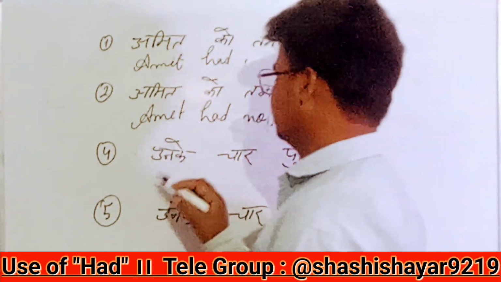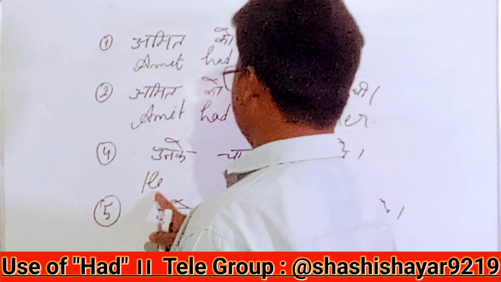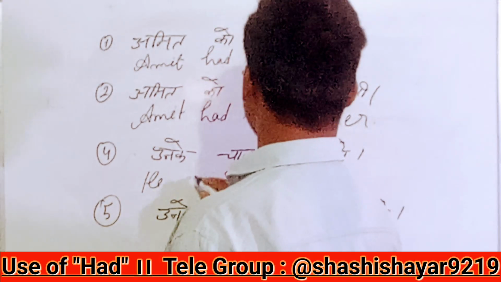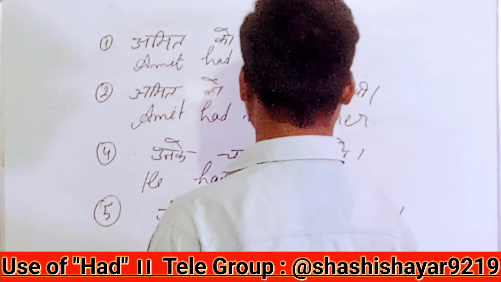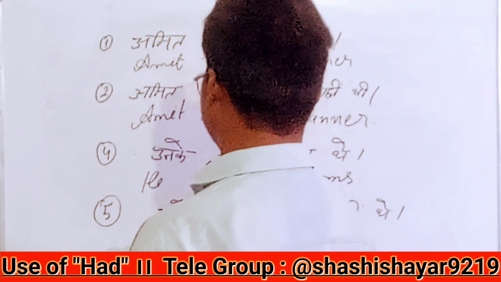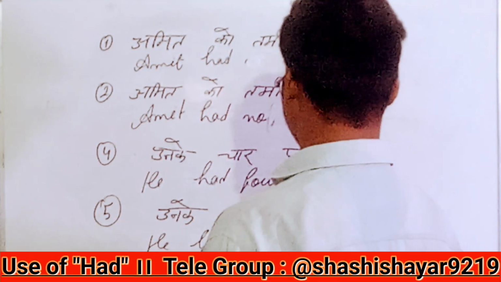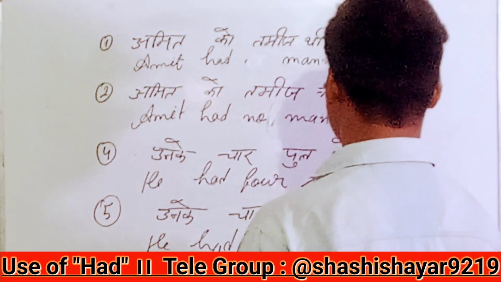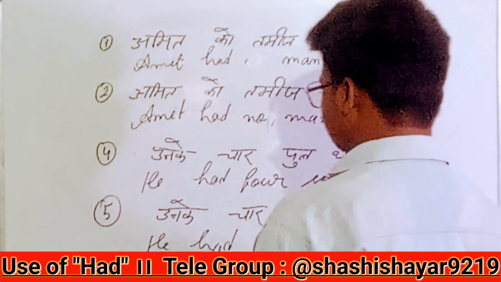उनके 4 पुत्र थे. They or he or she. So I put it here in the place of subject he. He had four sons. He had 4 sons. उनके 4 पुत्र नहीं थे. He had not 4 sons.